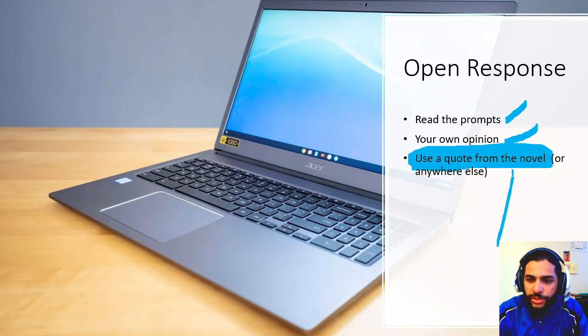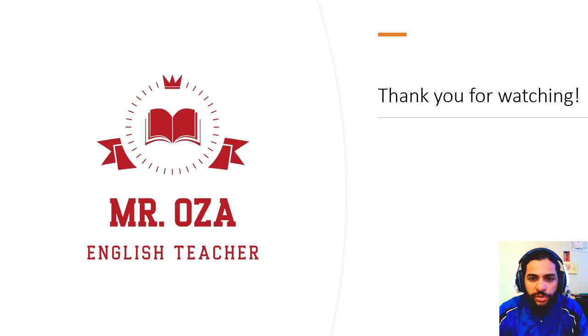So please make sure you use some kind of quote, any kind of quote, okay? If it's from the novel, then that would be great, all right? If it's from anywhere else, that would be even better. So slightly different directions than the last unit that we did, but again, it's pretty straightforward. Just follow all the directions in your Google Doc.